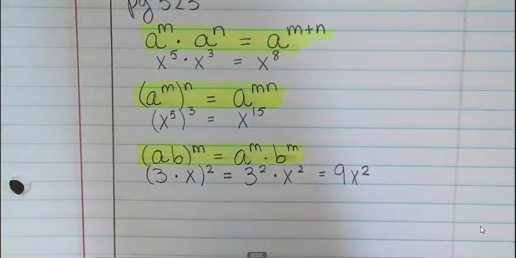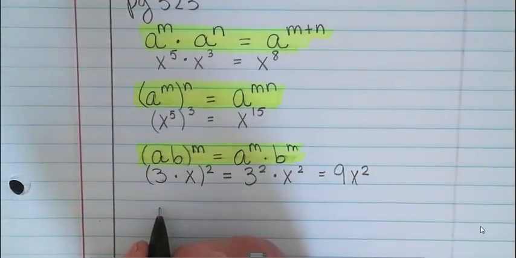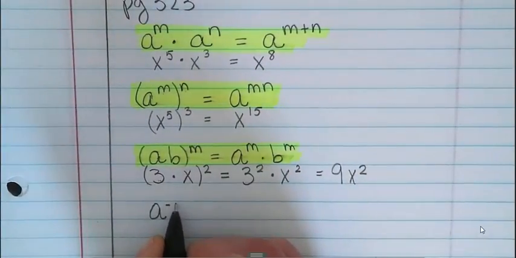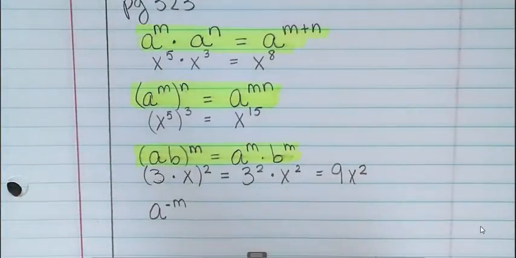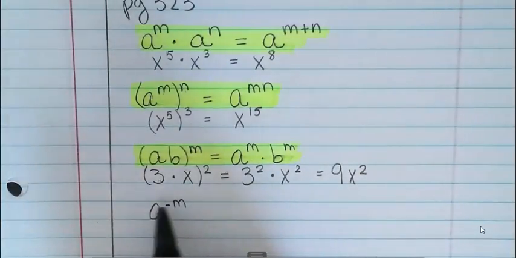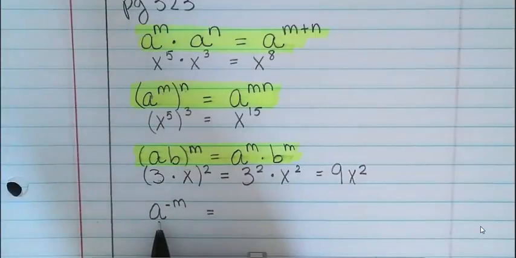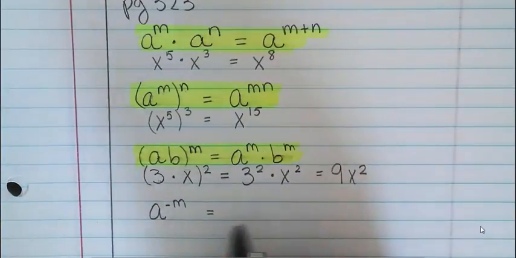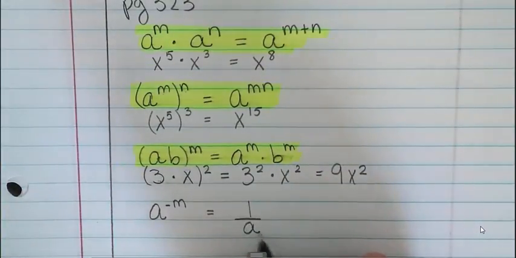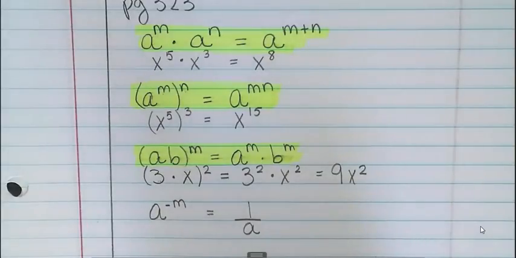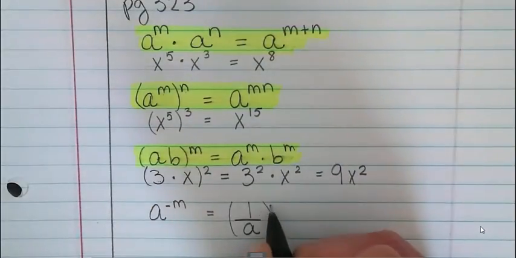Okay, next property has to do with negative exponents. So if I have a raised to the negative m, well, really we don't work with negative exponents. In order to deal with a negative exponent, what you do is you basically take the reciprocal. Okay, so a is really a over 1, the reciprocal of a over 1 is 1 over a. So this is really 1 over a to the m.